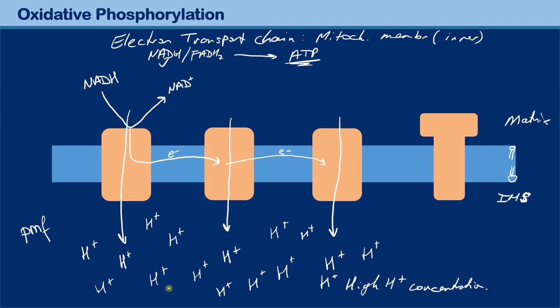And if you have a high concentration on one side in the intramembrane space and a low concentration on the other side, what is going to happen? What do they want to do? They want to move to the other side. Can they do that? Well, yeah, there is this little thing over here that we call an ATP synthase. And the ATP synthase makes ATP.